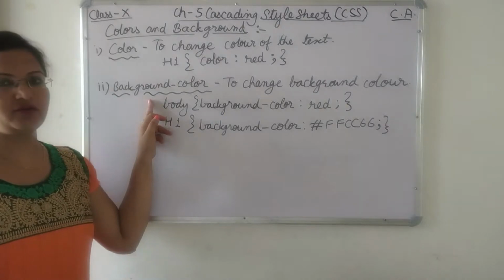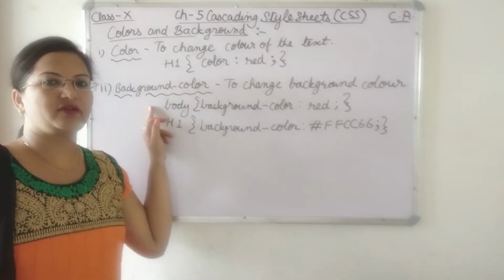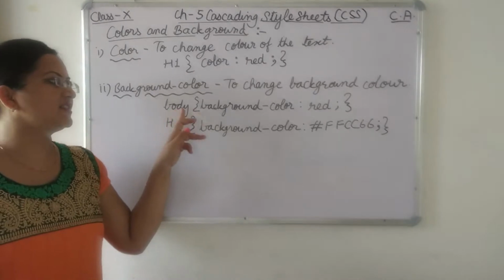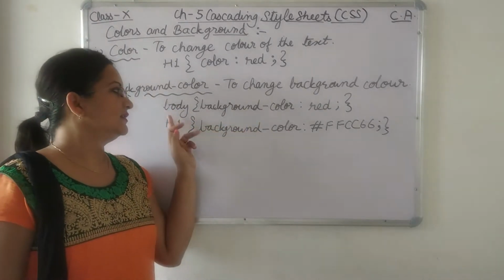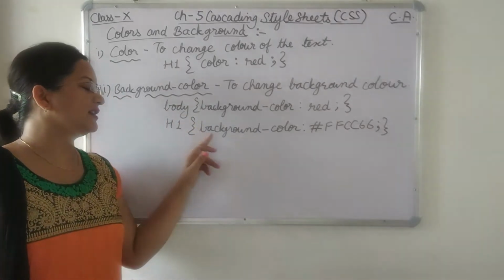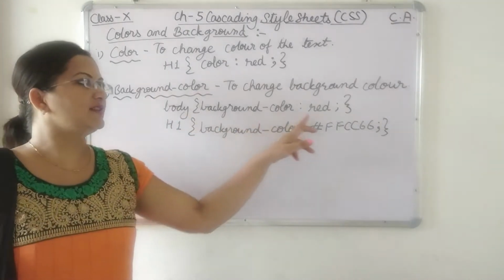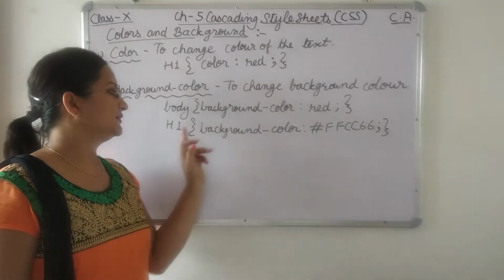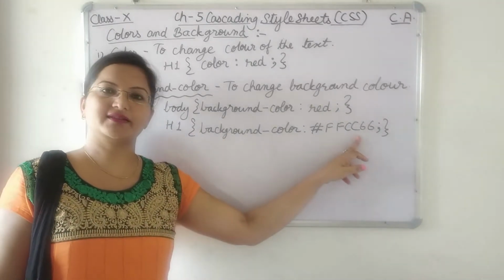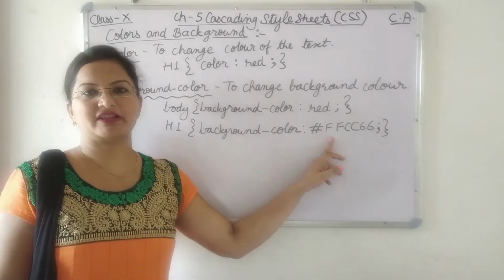Now the next is background color. As the name suggests, it is used to change the background color of the page or any element also. Here you can see we are changing the background color of the web page. And here we are changing the background color of H1. So the background color will be red, and here the background color of the heading is this. This is the hexadecimal value that we have already studied in the HTML chapter.